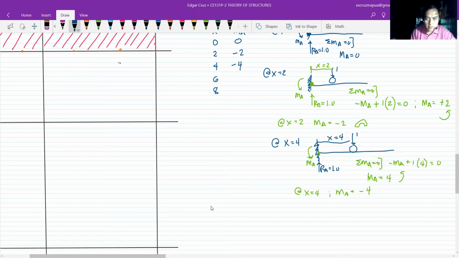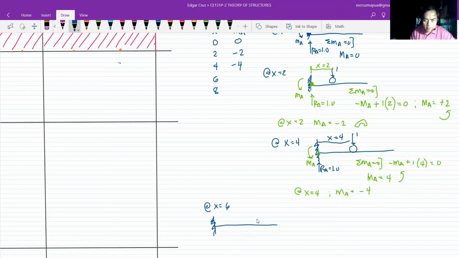So dito ko siya isulat. At x equals 6. Okay, so here's the cantilever beam. Ito naman yung x, yung unit load. Ito yung x equals 6. So yung RA, ganun pa rin. 1 pa rin siya. Diba? Tapos yung MA, ito yung MA.